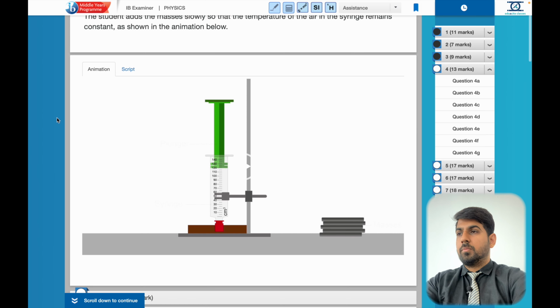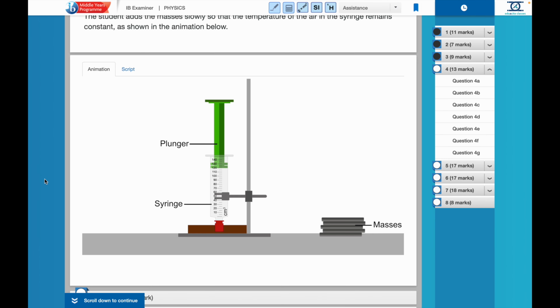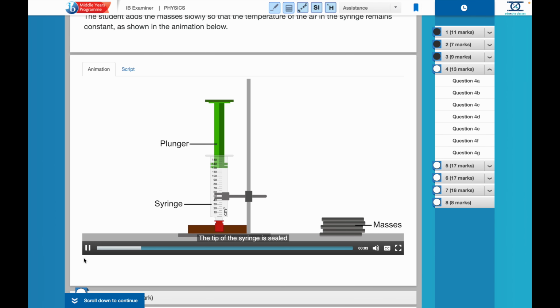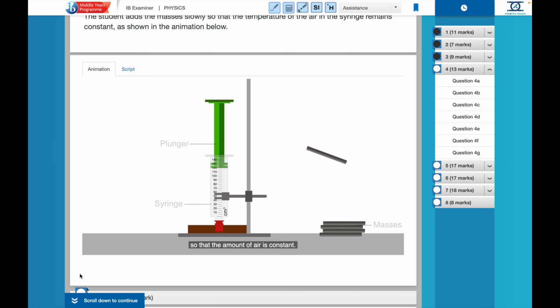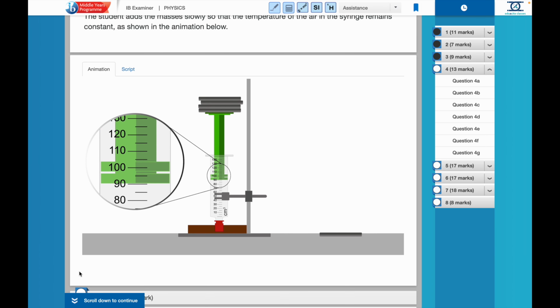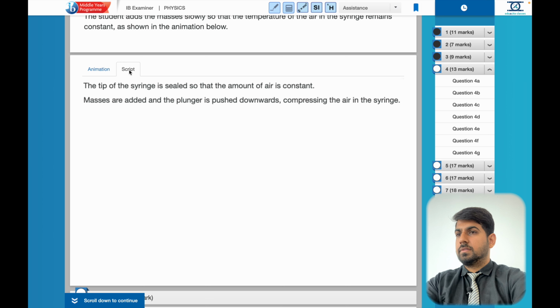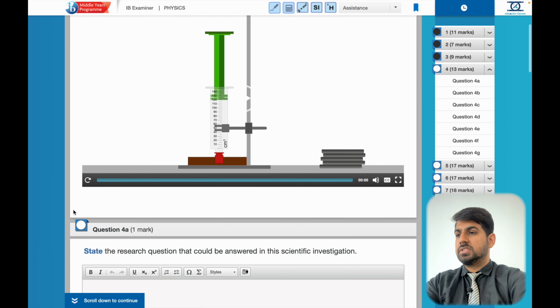Okay, now I am playing the animation. The tip of the syringe is sealed so that the amount of air is constant. Masses are added and the plunger is pushed downwards, compressing the air in the syringe. So this is the script. Okay, so nothing much into it.